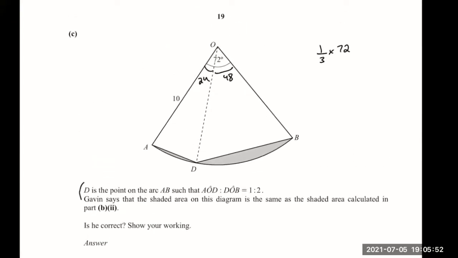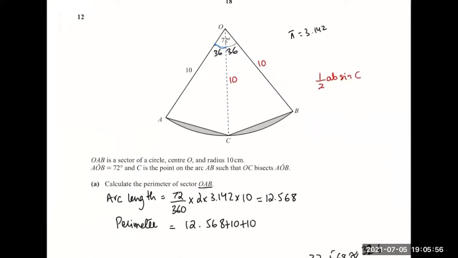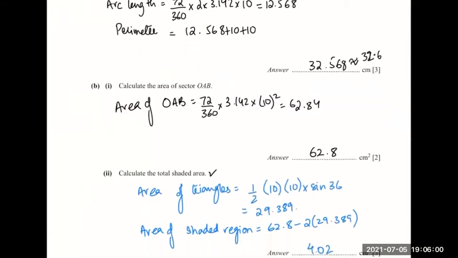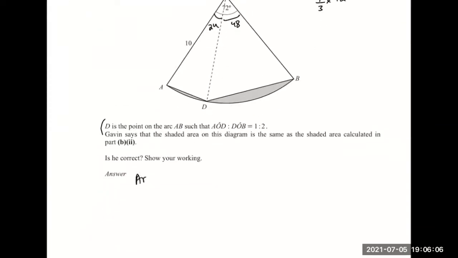He says that Gavin says that the shaded area on the diagram is the same as the shaded area calculated in part B. Okay. So if I look at my previous question, my sector hasn't changed. So I'm going to say 62.84. Area of sector is still 62.84.